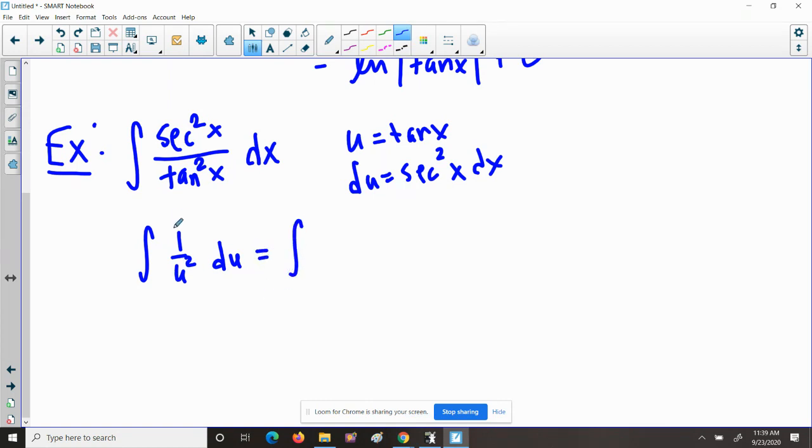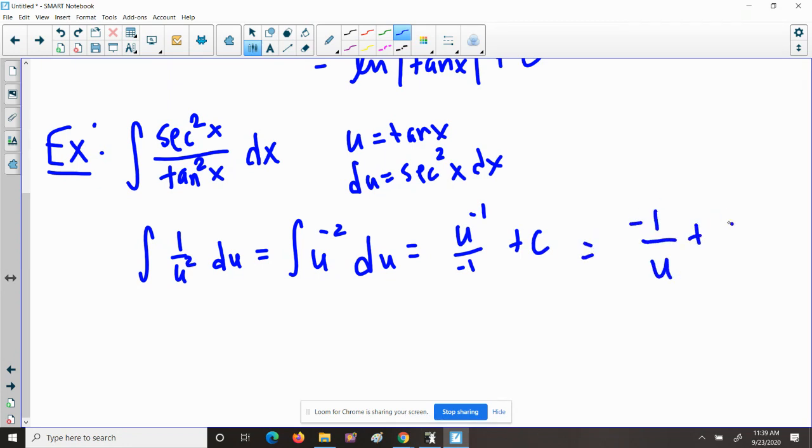Well, 1 over u squared is the same as u to the negative 2 du, in which case we don't need a natural log when we take that integral, right? The integral of u to the negative 2 is u to the negative 1 over negative 1 plus c, which is just negative 1 over u plus c, which would be negative 1 over tangent plus c.